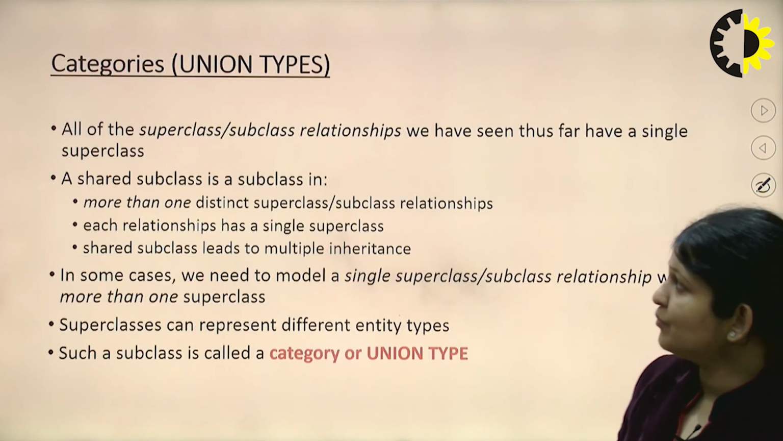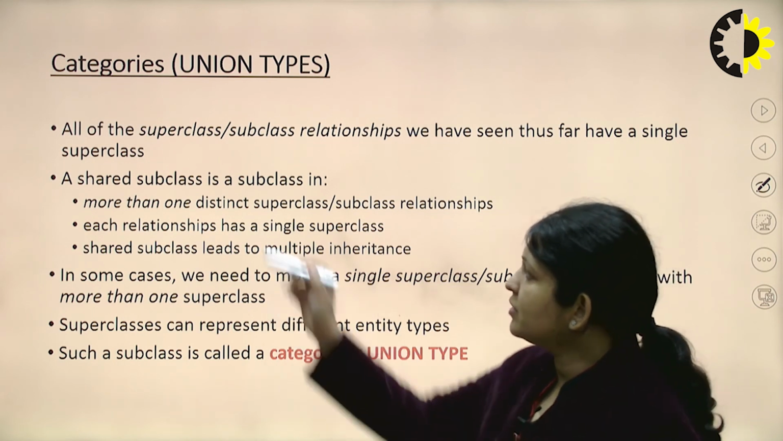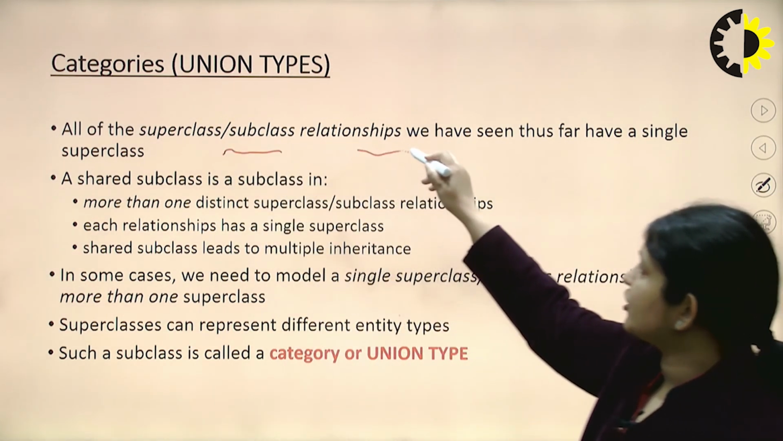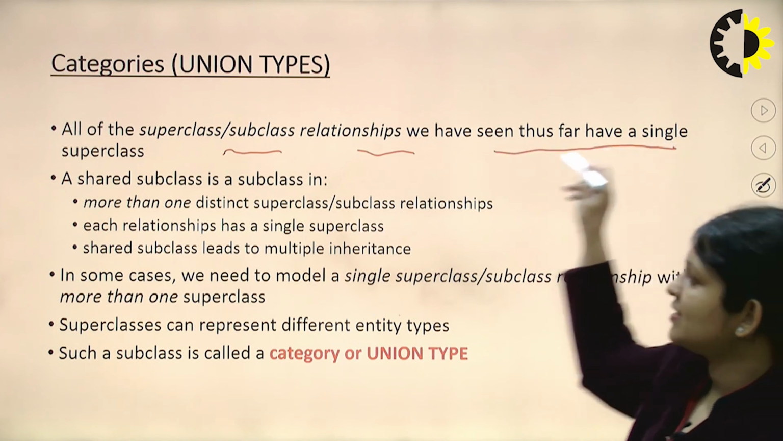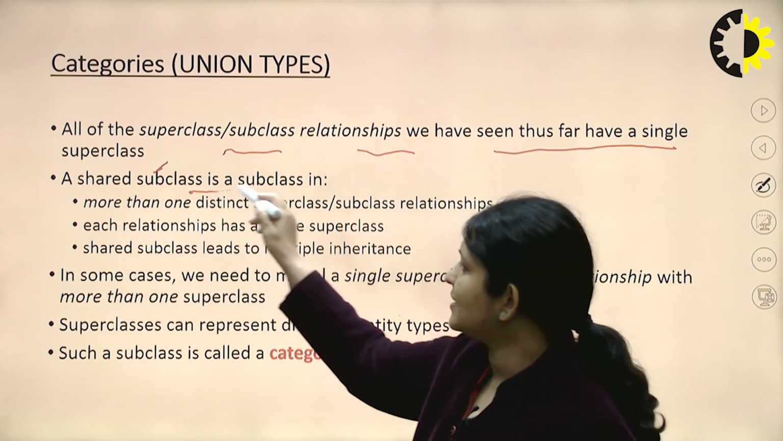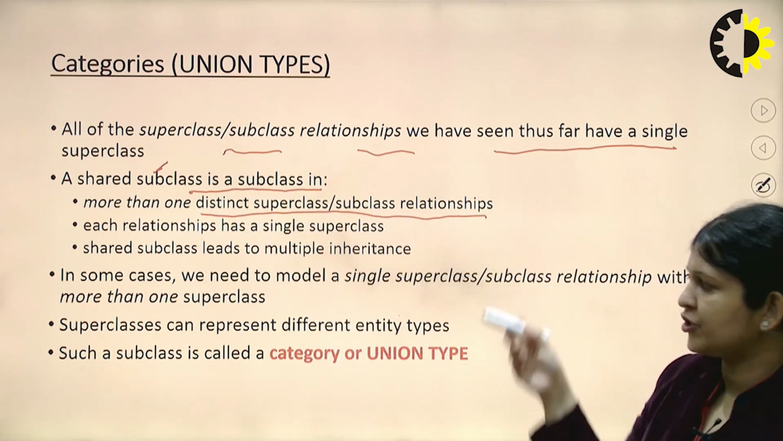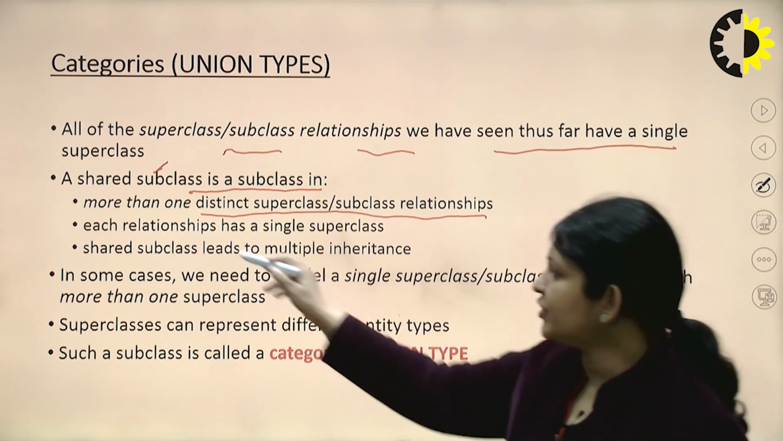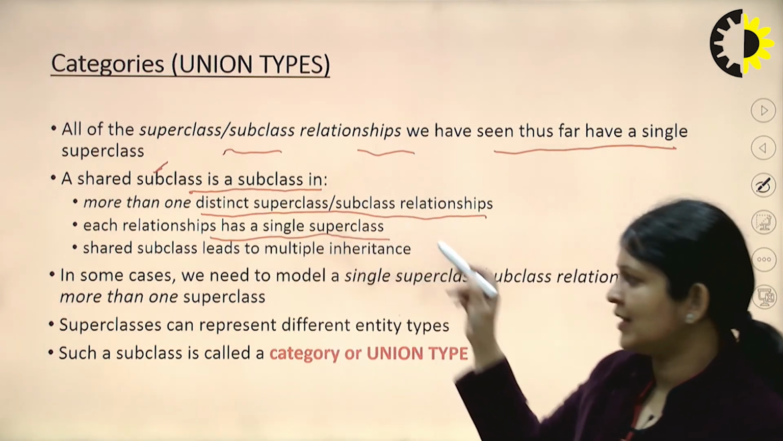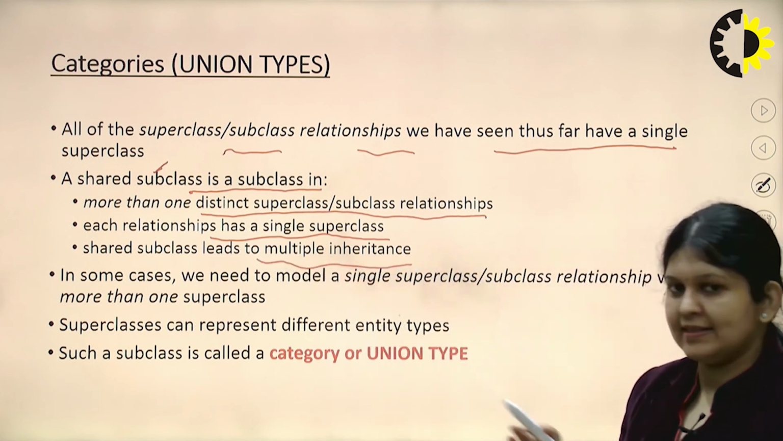Now, we have one more category, that is the union type. All of the superclass, subclass relationships we have seen thus far have a single superclass. A shared subclass is a subclass in which more than one distinct superclass, subclass relationship can be there. Each relationship has a single superclass. A shared subclass leads to multiple inheritance. This is what we have seen.